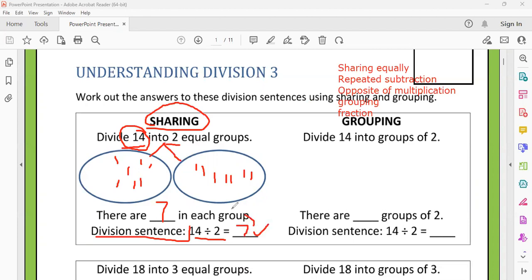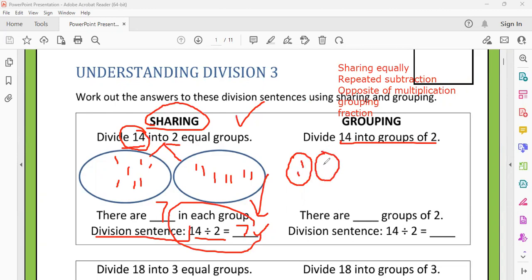Got it? So you know this from your times table. You can remember this. You have memorized it. But you must know how to draw. Now, in the same way, divide 14 into groups of 2. Now, what does that mean? It means groups of 2. So you have to draw a group and you put only 2 inside. You have to draw another group and put 2 inside. You've got to draw another group and put 2 inside.